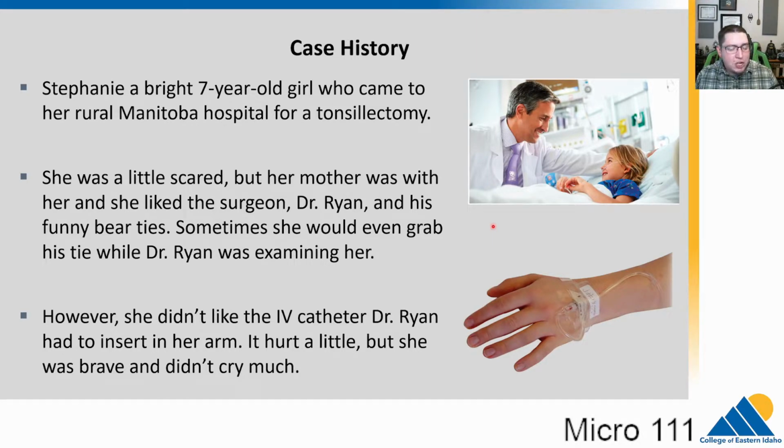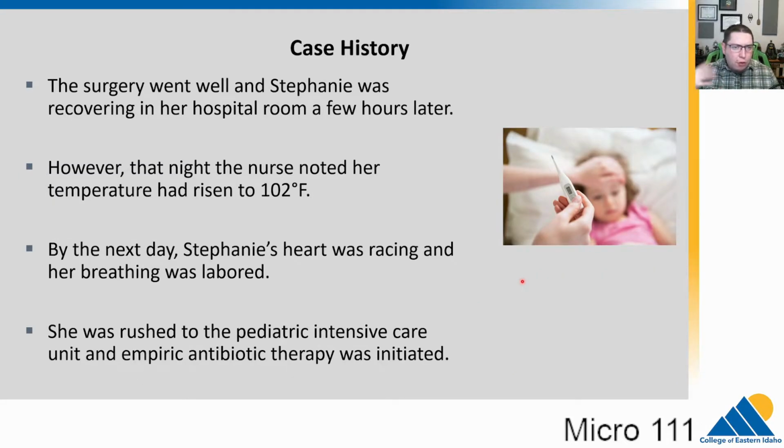She really didn't like that she had to get an IV catheter inserted into her arm. It hurt, but she was brave. She didn't cry. So she undergoes the surgery. Everything goes well. She's in the hospital recovering a few hours later. That night, though, the nurse attending her notices that her temperature had gone up to 102 Fahrenheit, which is quite high. By the next day, she has a high heart rate, labored breathing. She goes into pediatric intensive care, and we start empiric antibiotic therapy. So we just start giving antibiotics because clearly there's some sort of infection, but we don't know what's causing it.